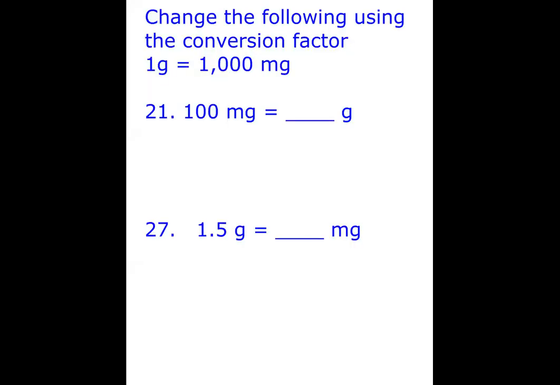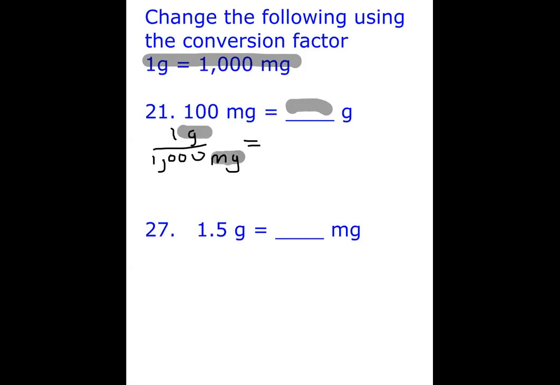Change the following using the conversion factor. 1 gram is equal to 1,000 milligrams. So number 21 says 1 milligram is equal to how many grams? So using our conversion factor, we can convert that into a fraction. So we can set up our ratios and proportions and therefore solve for our value that we want. Okay, so 1 gram over 1,000 milligrams. And again, I want to write down my units.